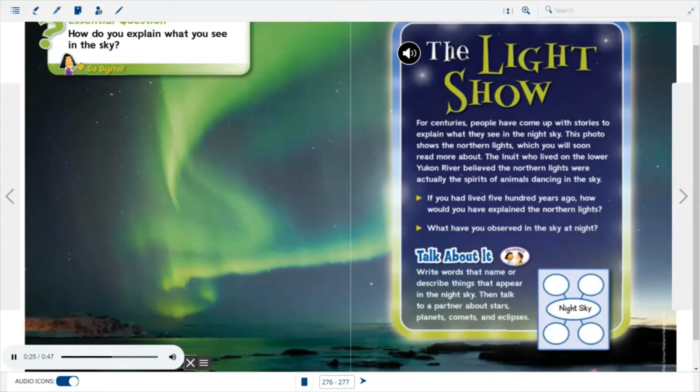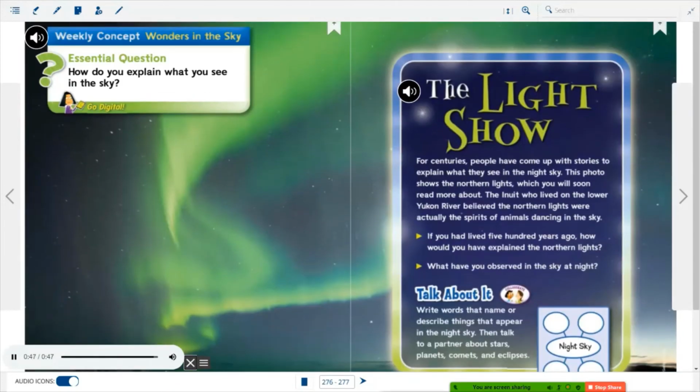If you had lived 500 years ago, how would you have explained the Northern Lights? What have you observed in the sky at night? Talk about it. Write words that name or describe things that appear in the night sky. Then talk to a partner about stars, planets, comets, and eclipses.